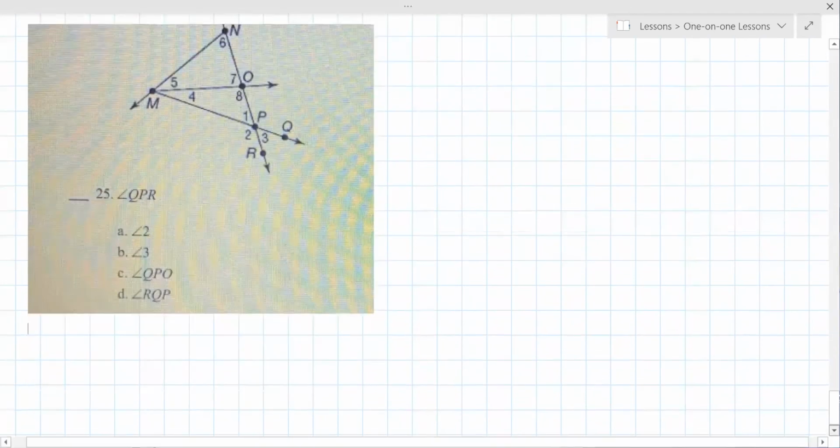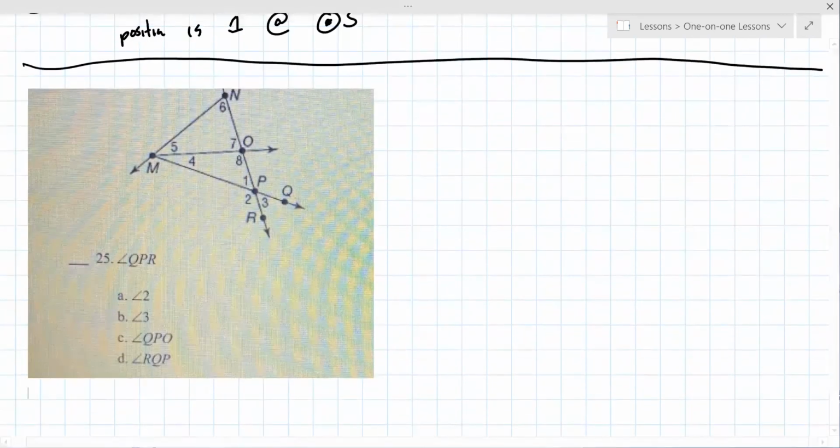Okay, so 25 says, actually I didn't grab the instructions, but I believe it says to determine... well, there are no instructions. I'll write another name for each angle. So angle Q to P to R. So it's this. It's not a triangle, but it's part of it. Looks like an angle there. So there's a bunch of different ones.